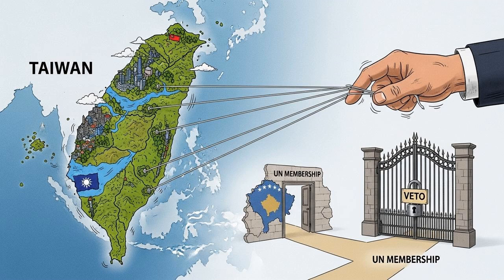Today, despite being a stable democracy with a powerful economy that meets all the Montevideo criteria, Taiwan is excluded from most international organizations. Its story shows how raw political power can override legal definitions.